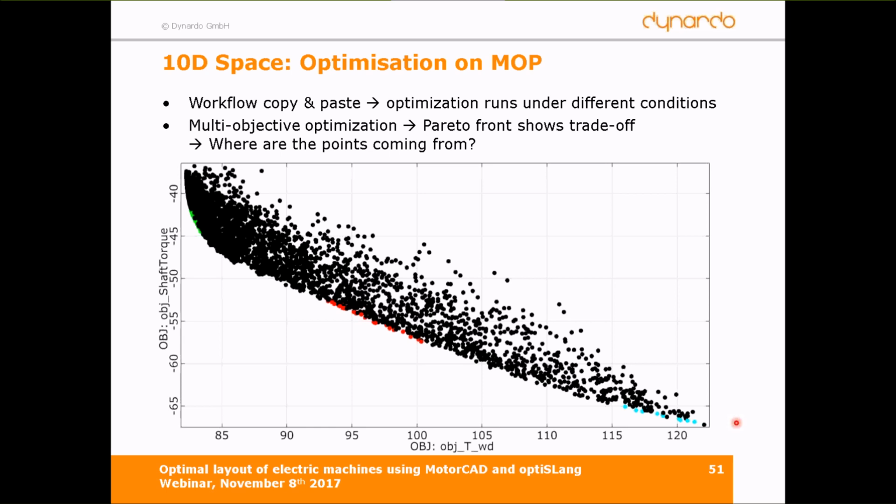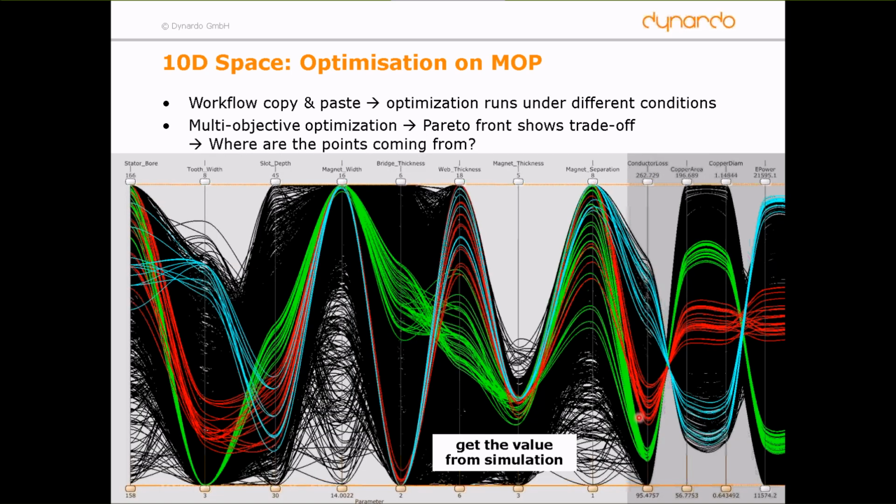You can color the points in the optiSLang post-processing, so green color for a few points over here, red color here, cyan color over here. Where are these designs coming from? Let's go back into the space of the input parameters. So in the light gray, from here to the left on the light gray background, we have the input parameters, and you can see that the right end of the Pareto front comes from here, and the left end of the Pareto front comes from here.